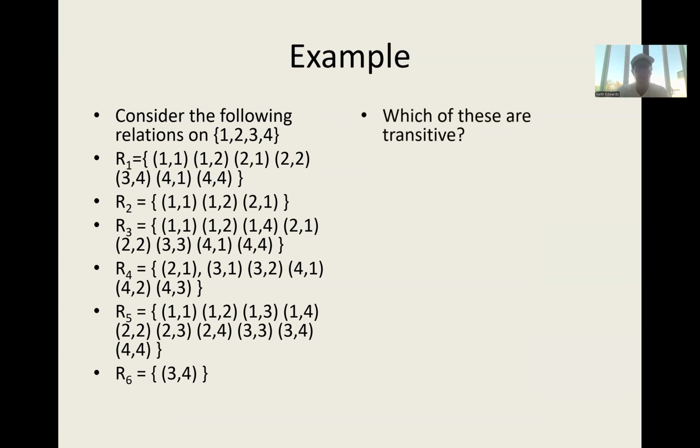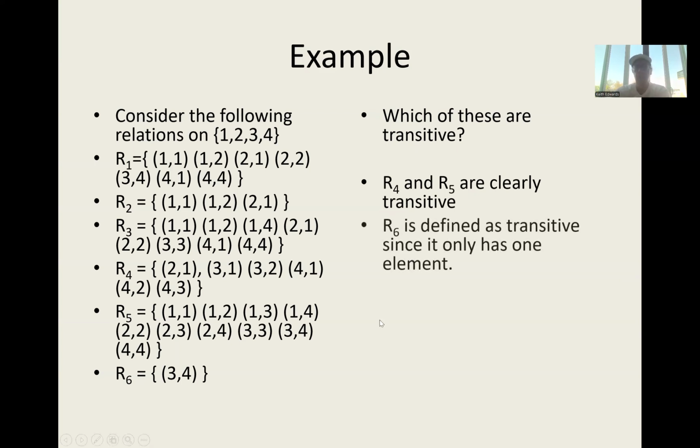So here we have (1, 2), (2, 1), and (1, 1) related under R1. Then (3, 4) and (4, 4) goes back to (3, 4), and (4, 1) and then (1, 2), but we don't have 4 related to 2. So R1 is out. R2 is also going to be out. R4 and R5 will be transitive, and R6, there's not enough there. But because it only has one element, that means that it's oddly enough transitive by definition.